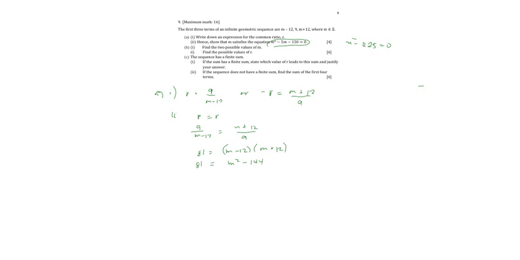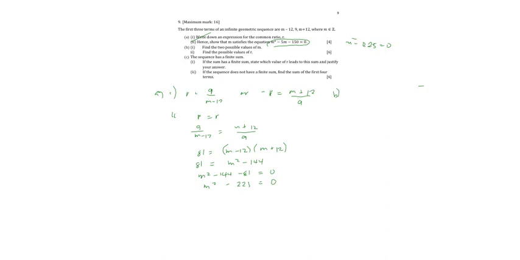So simplifying, you shall have m squared minus 144 minus 81 equals 0. This gives us m squared minus 225 equals 0. So we've already proven this part.